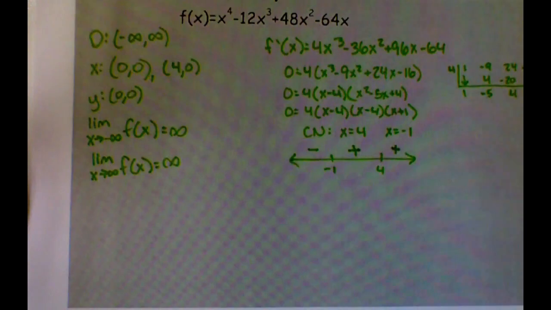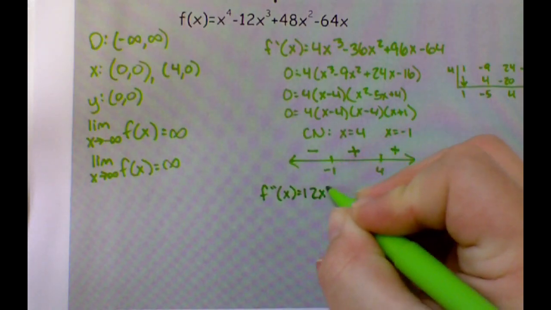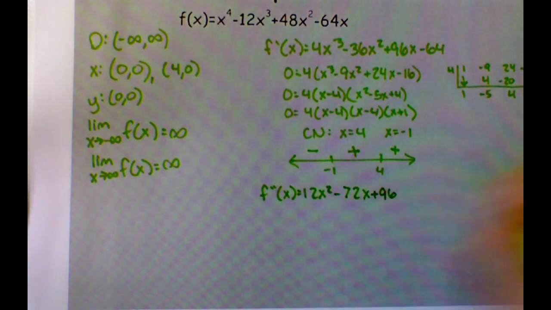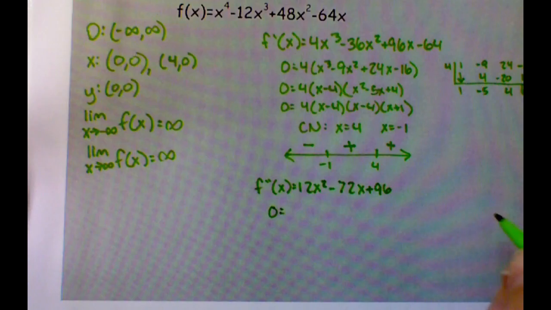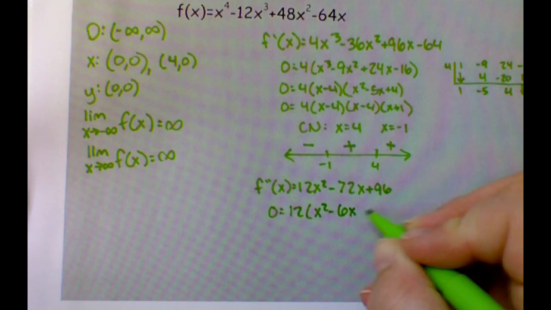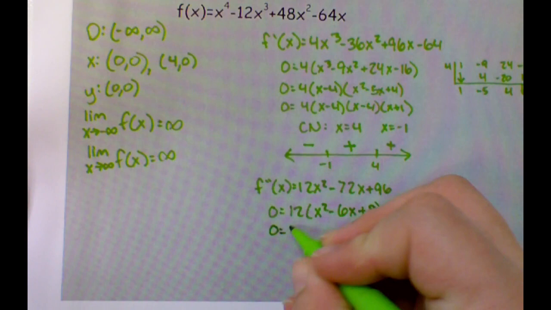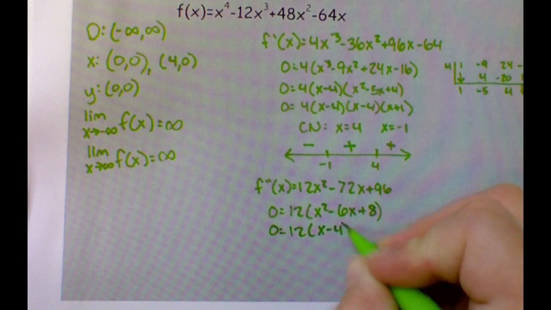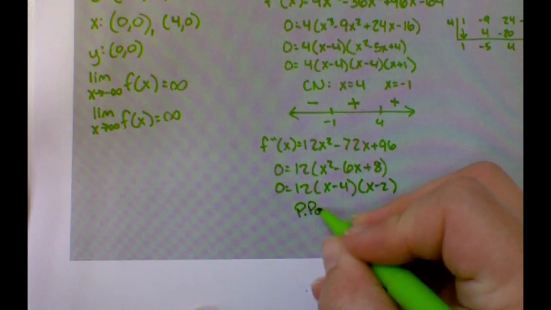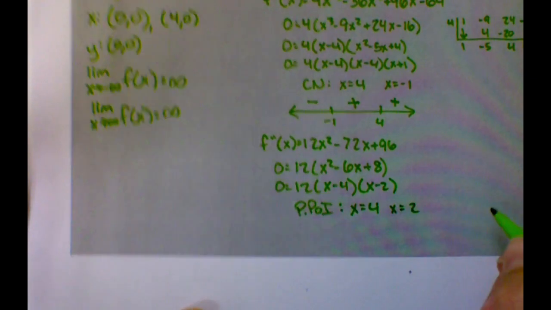And then for our second derivative, I get 12x squared minus 72x plus 96. Set that equal to 0. I'm going to factor out a 12. Leaves me x squared minus 6x plus 8, which actually factors quite nicely into x minus 4, x minus 2. So my possible points of inflection are x equals 4 and x equals 2.